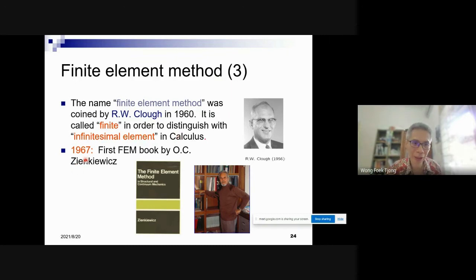In 1967, the first textbook appeared, by Professor Zienkiewicz. He is one of the important figures in the finite element method, because I think he popularized the finite element technology in civil engineering. Initially, this technology was for aeronautical engineers, before civil engineers.